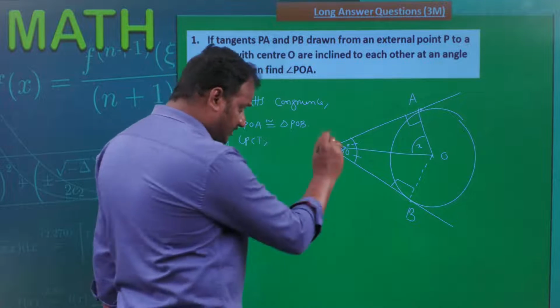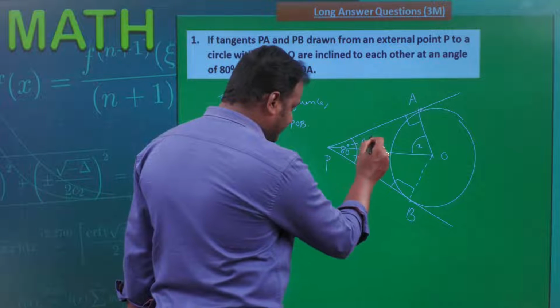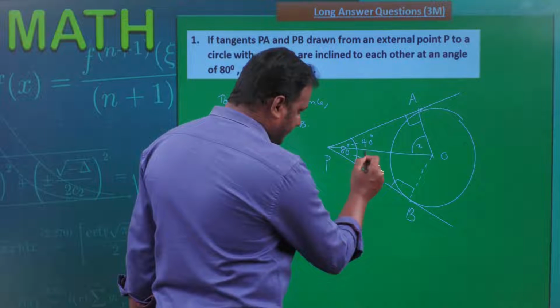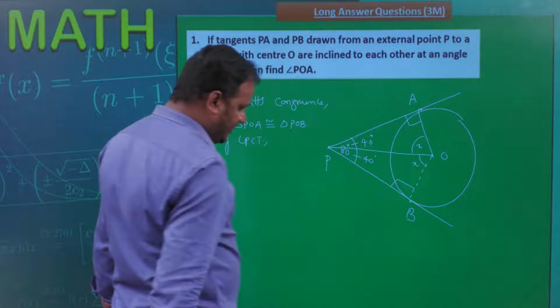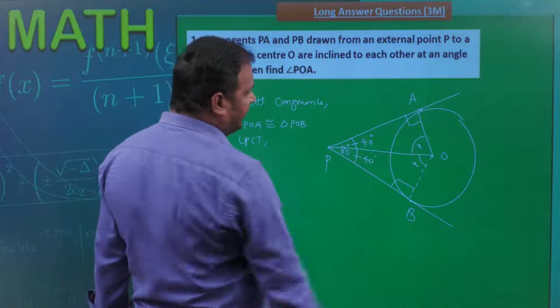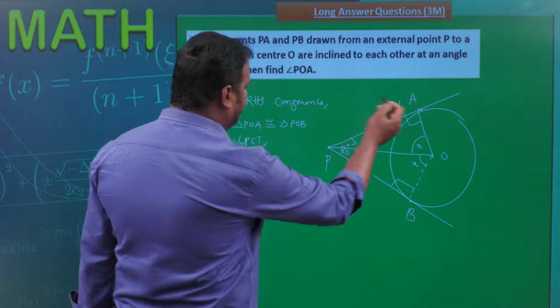It means this total one is equal to 80, so it is 40 degrees. This is also 40 degrees. And this angle is equal to this angle. Since it is X, this is also X. Now you want this angle X. Therefore, you can take triangle POA.